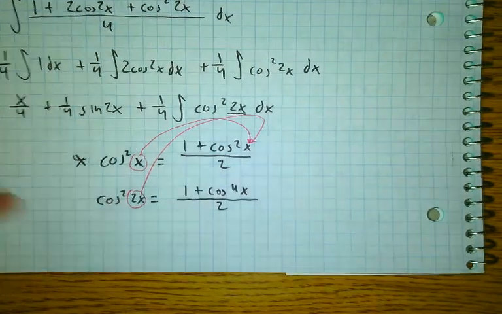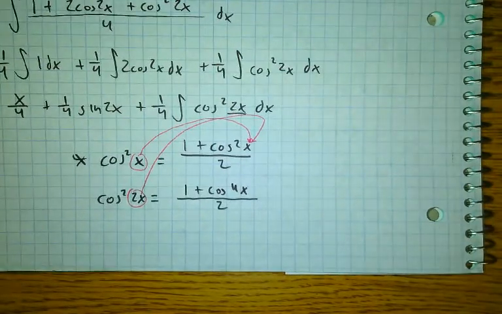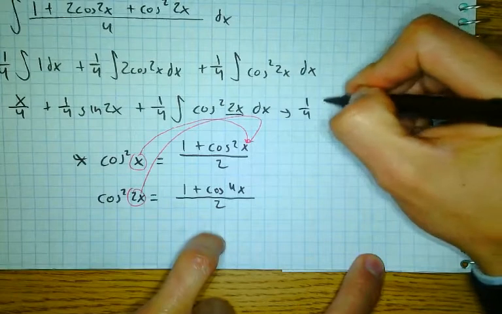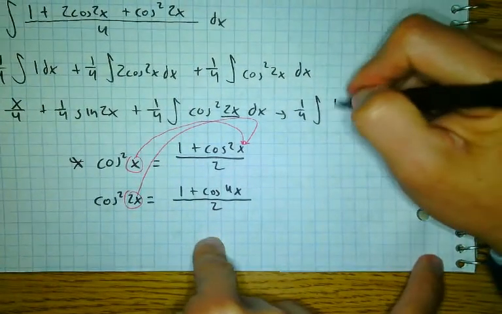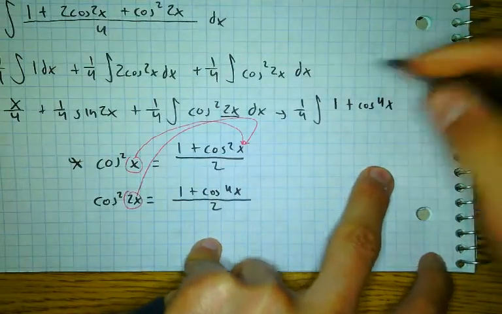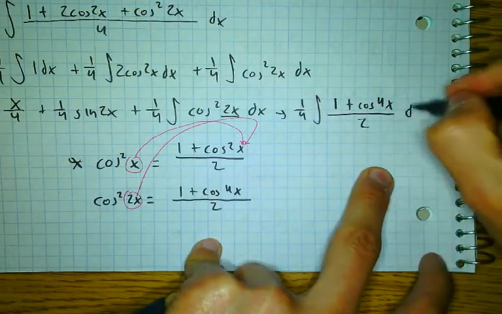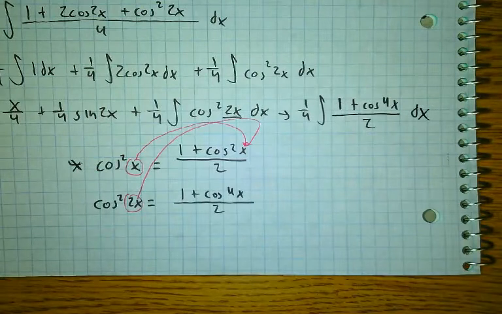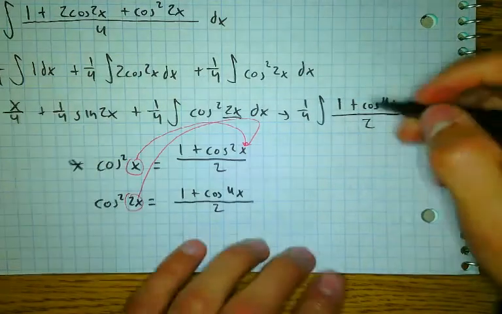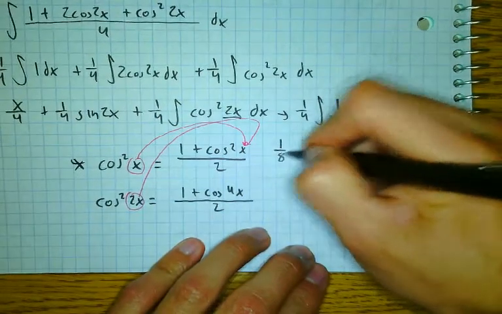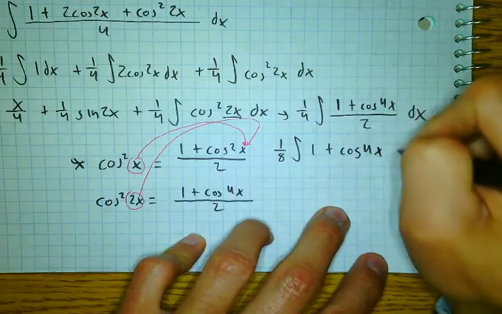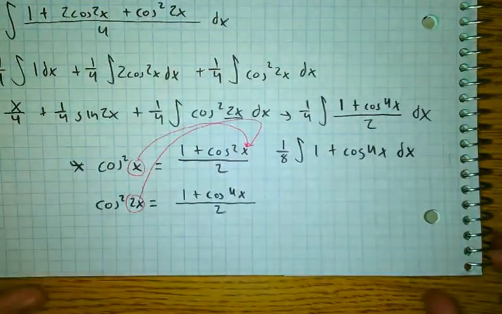Cool? Alright, so now that I know what I need to change it to, I'm going to go to the side. I have a 1/4 integral of 1 plus cosine 4x over 2 dx. I can pull out a 1/2, right? So that would be a 1/8 times 1 plus cosine 4x dx, right?